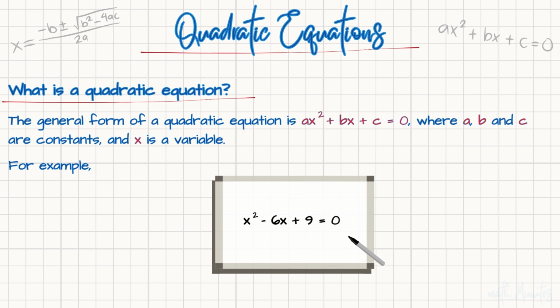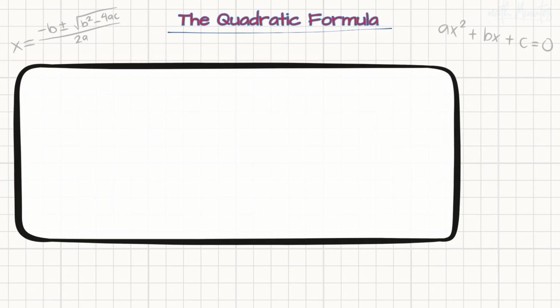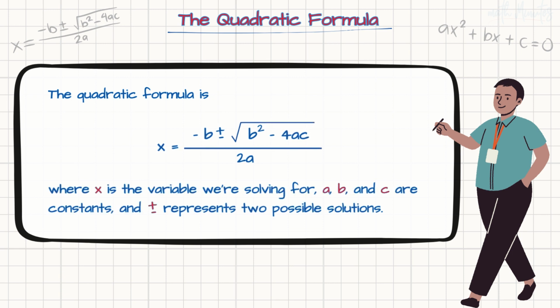There are several methods for solving quadratic equations, but in this video we'll focus on the quadratic formula. The quadratic formula is a general formula that can be used to solve any quadratic equation. The quadratic formula is as follows: x equals minus b plus or minus square root of b squared minus 4 times a times c, divided by 2 times a, where x is the variable we're solving for, a, b and c are constants and plus or minus represents two possible solutions.